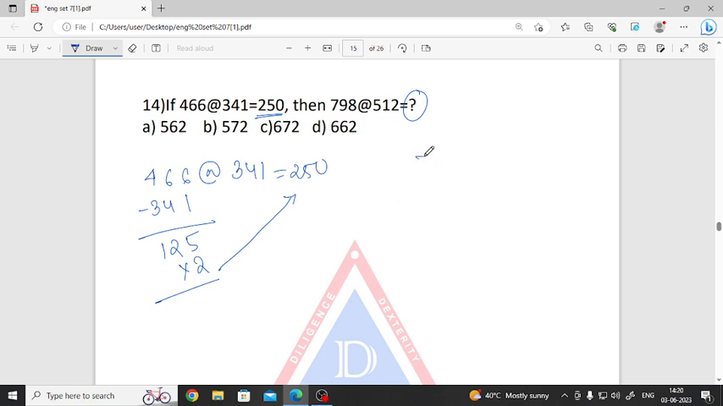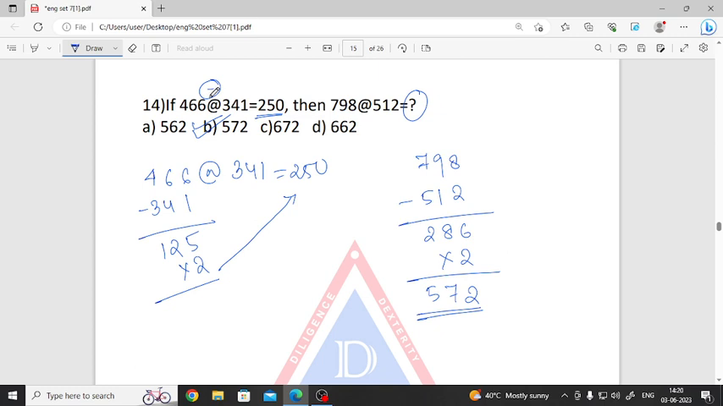Let's see this one. 978 minus 512, what do we get? 466. Multiplying it by 2, we get 932. Is that in the given options? Yes, option B. So what was the process? At the rate means minus. Just subtract the numbers and multiply by 2.